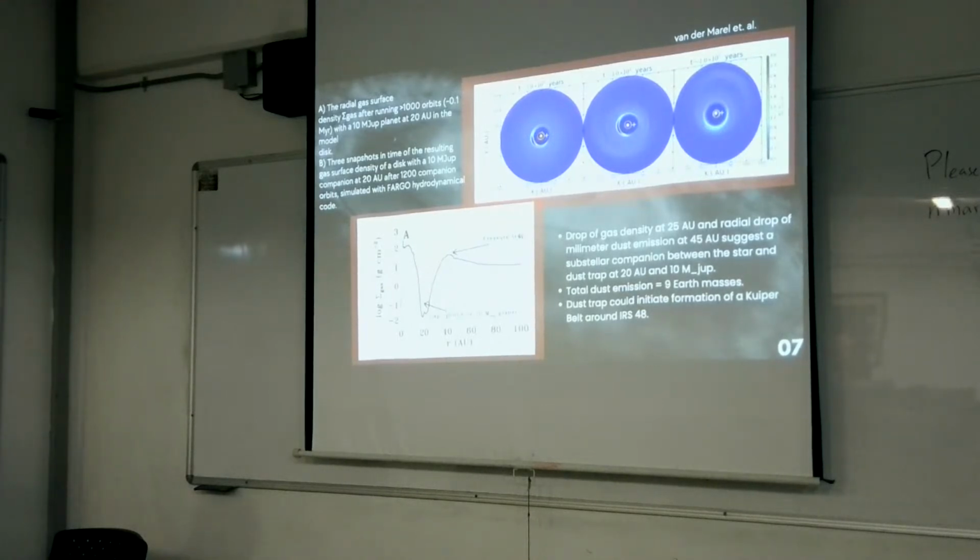So, how do they estimate? Sorry, how do we estimate the 10 Jupiter mass planet? Why do we know that it's 10 Jupiter masses? Where does that come from? Maybe that's with... Yeah, the drop in density.